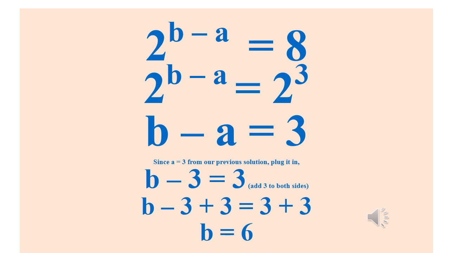Then we have gotten a initially in our previous solution. So from our previous solution, we have our a to be 3. So we plug in the value of a here as 3. So we have b minus 3 equals 3. So we add 3 to both sides. We have b minus 3 plus 3 equals 3 plus 3. Minus 3 cancels out plus 3. So we have b equals 6. 3 plus 3 is 6. b equals 6.